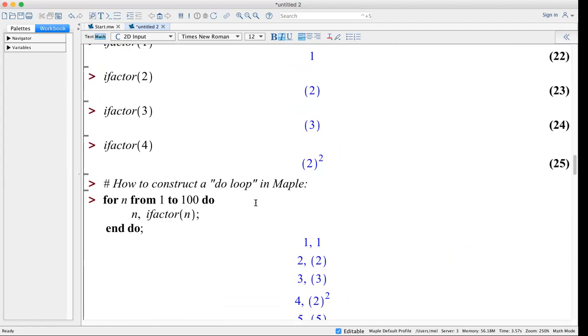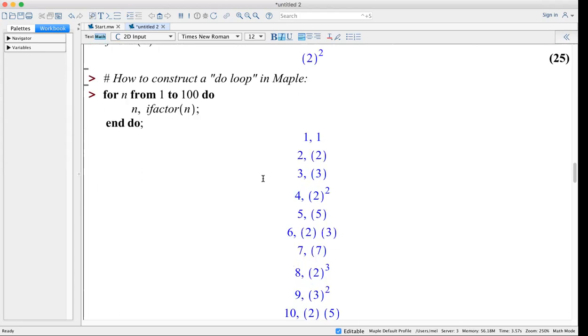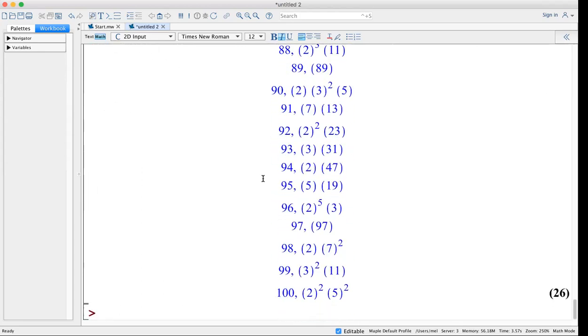So this is our first example of a loop, and it's a very important thing in a computer program to be able to have the ability to compute loops. Suppose we want to factor the numbers of the polynomials.